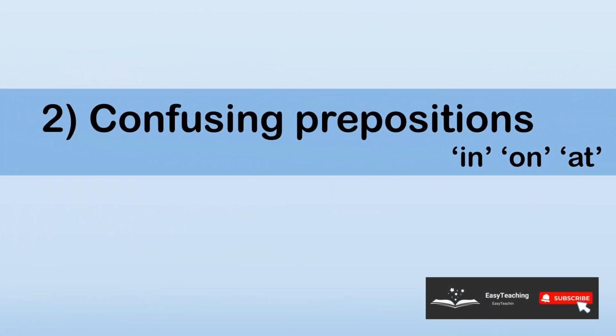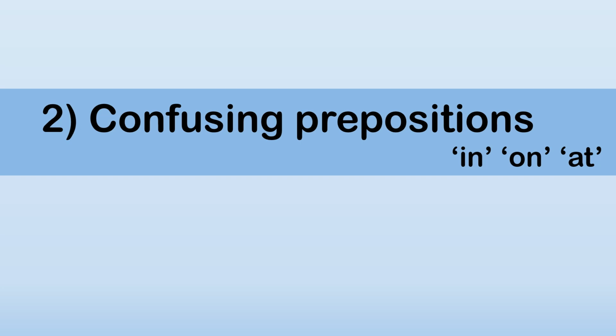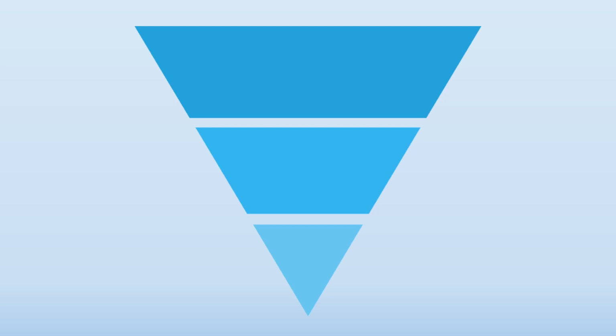Number 2. Making mistakes with the prepositions in, on, and at. If we remember a few basic rules, we can get them right most of the time. A helpful way to think about how these prepositions are used is to imagine an upside-down pyramid, with the general at the wide top and narrowing down to the most specific at the tip. In represents the most general location or time, while at refers to something very specific. On goes in between.